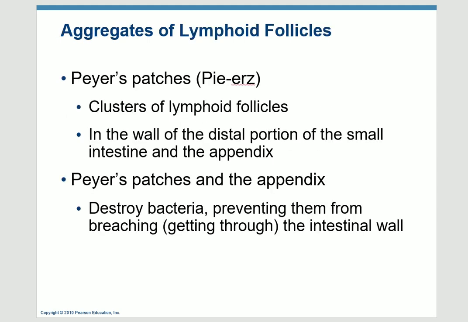So we touched on lymph follicles. Let's talk about them a little bit more. They are not standalone organs. They are patches of lymph tissue that are found inside other organs. Peyer's patches are clusters of lymphoid follicles in the small intestine and appendix. So they destroy bacteria and prevent it from getting through the intestine wall.